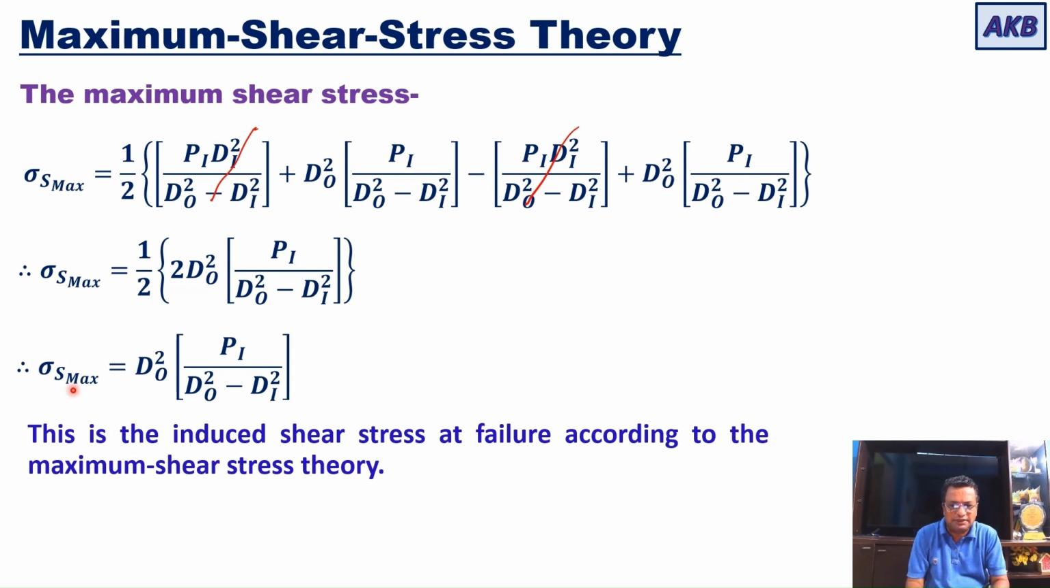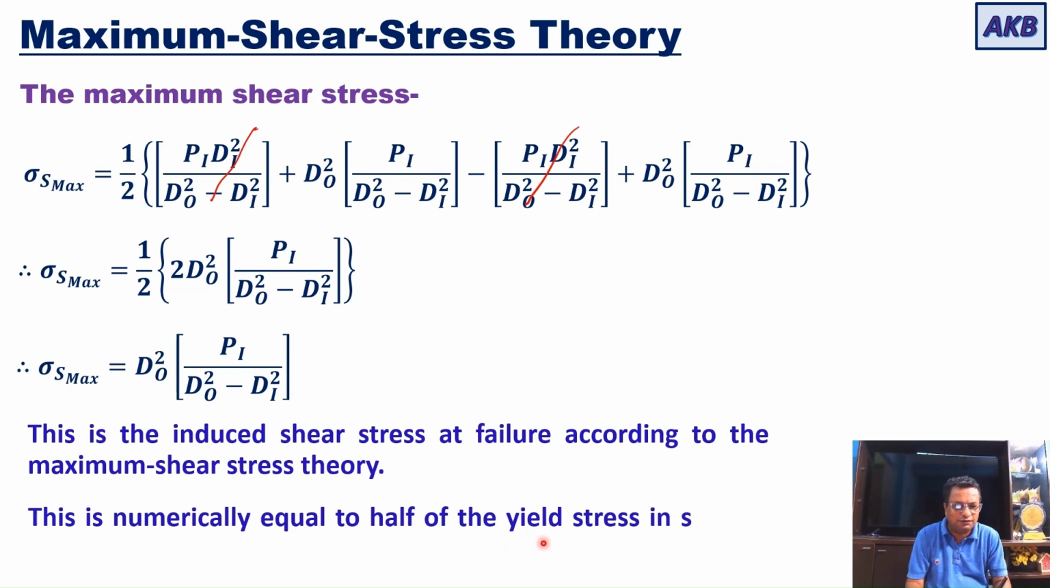So this is the maximum shear stress that will be induced in the material, and if this becomes equal to the shear stress at the yield point, then the material is going to fail. So this is the maximum induced shear stress, and if this is equal to the shear stress at the yield point, the material is going to fail. So this is numerically equal to half of the yield stress in simple tension.